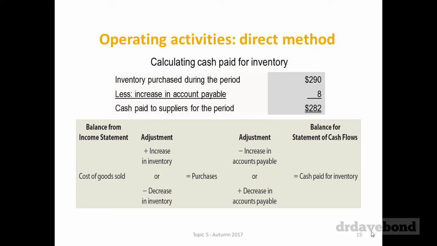So calculating cash paid for inventory, we started with 290. Okay, so we have inventory purchased during the year. I'll get rid of this. All right, so let's change this. So we have assets, inventory.